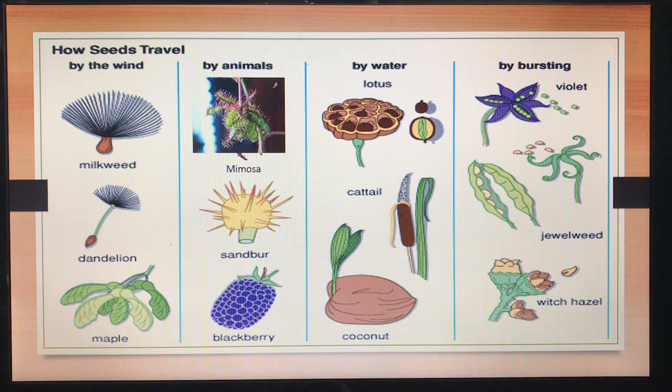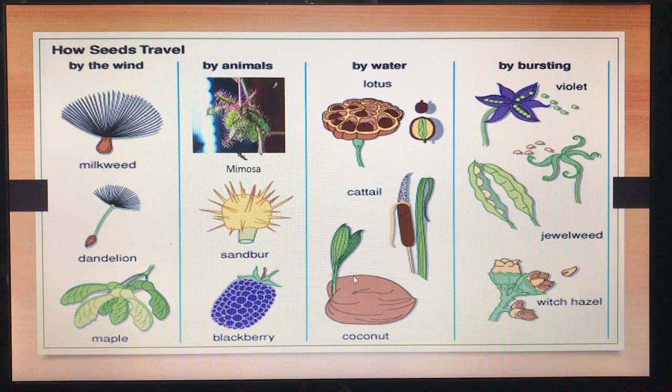If you have your textbook with you, you have to turn to page 69. Page 69 onwards speaks about how seed disperses. In page 71 you can see dispersal by wind. In page 73 you can see dispersal by water. A few examples of seed dispersal by wind: we have the milkweed, the dandelion, and maple. And then seed dispersal by water, we have lotus, cattail, and coconut. Coconut is a very common example.